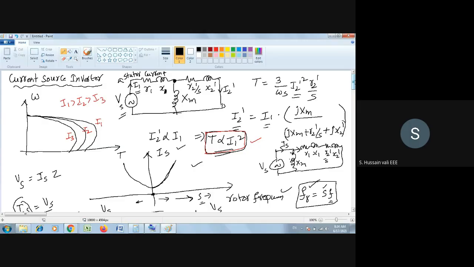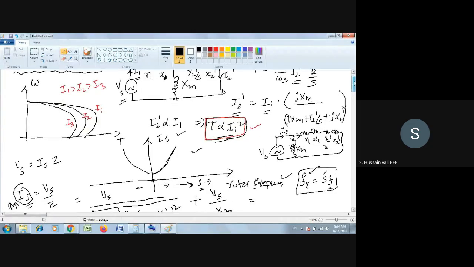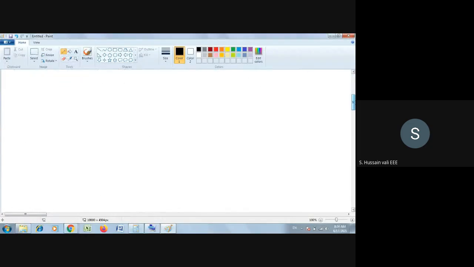Now how do you change the stator current? That's the question. Just like how we changed the voltage in the previous topics, where we used the voltage source inverter, here, to get variable values of current, we will use the current source inverter.